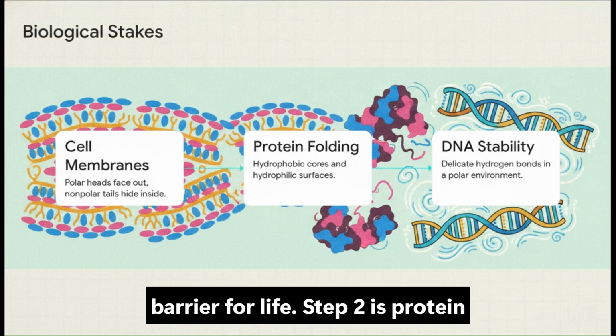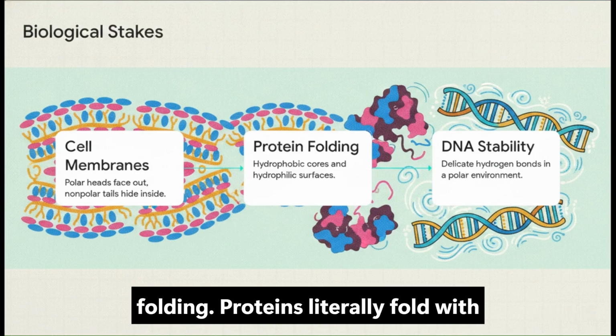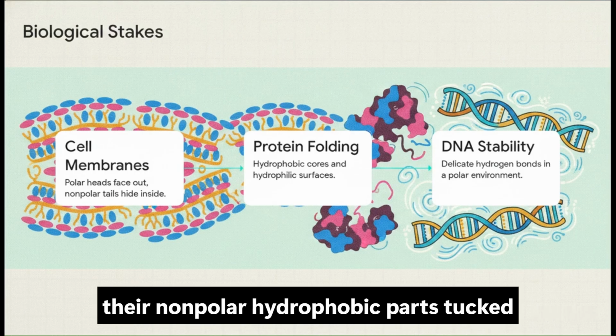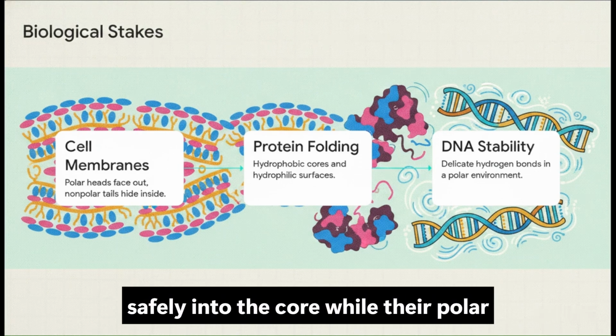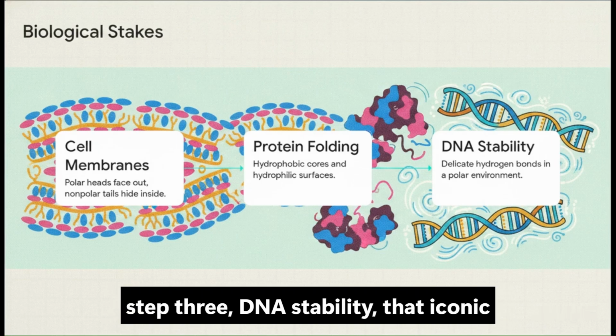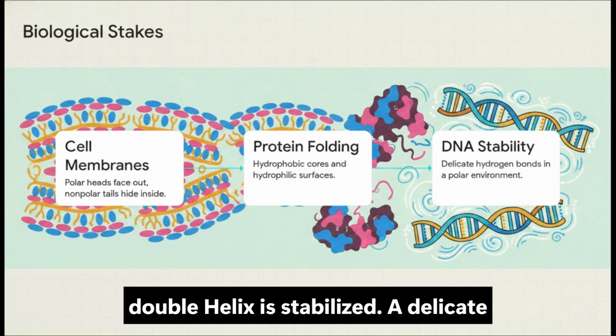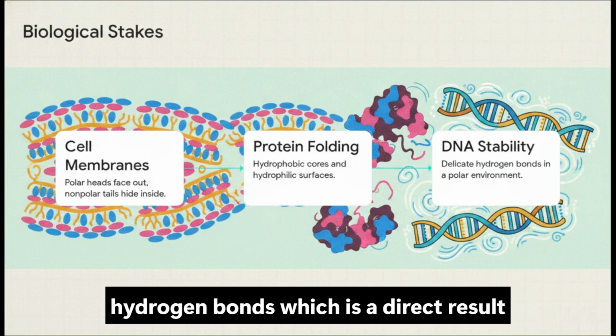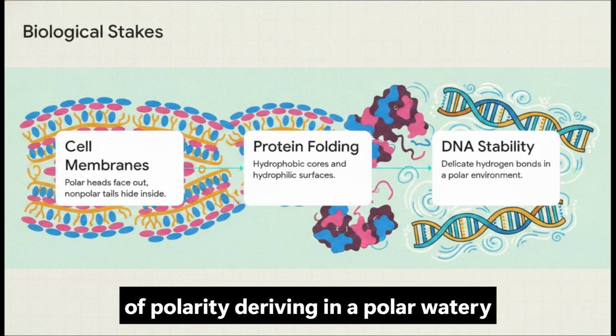Step 2 is protein folding. Proteins literally fold with their nonpolar hydrophobic parts tucked safely into the core, while their polar hydrophilic surfaces face outward. And step 3, DNA stability. That iconic double helix is stabilized by delicate hydrogen bonds, which is a direct result of polarity, thriving in a polar, watery environment.